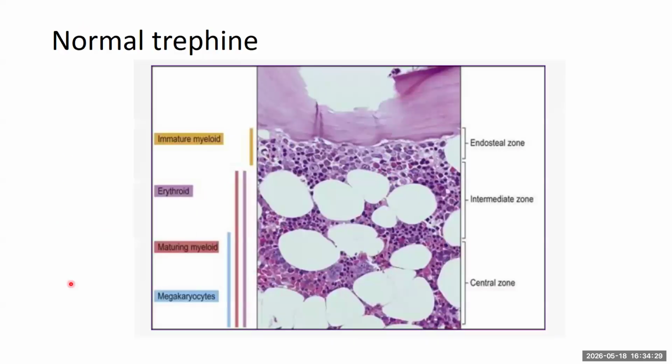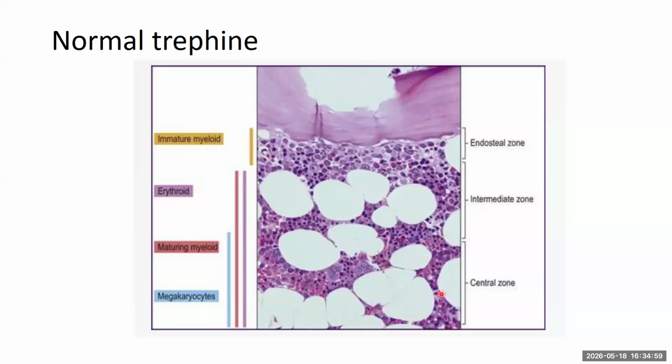Moving on to the trephine, this is what a normal trephine looks like, and this is what the architecture is supposed to look like. Starting at the top, we have the trabecular bone, followed by the endosteal zone, which is rich in granulocytic precursors. We then have the intermediate zone, where we see erythroid precursors, which are these dark cells here, and mature granulocytes, which are depicted by eosinophils and neutrophils.